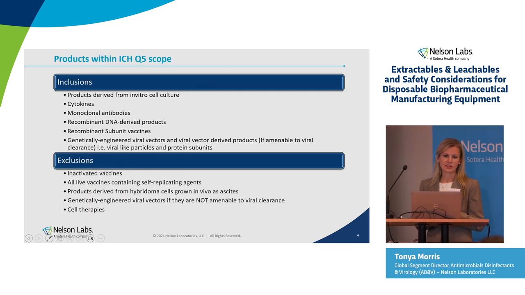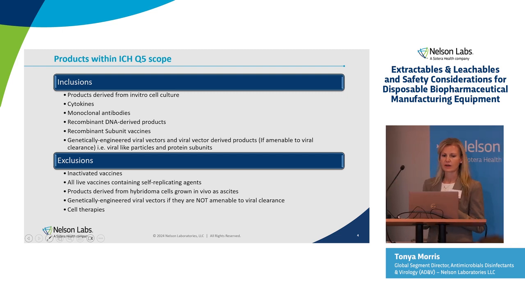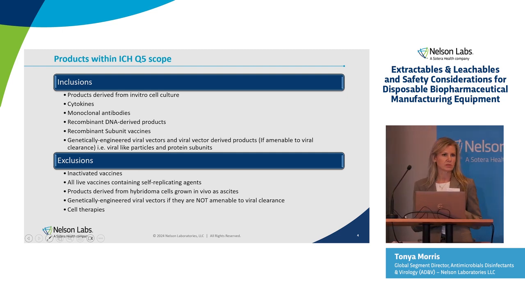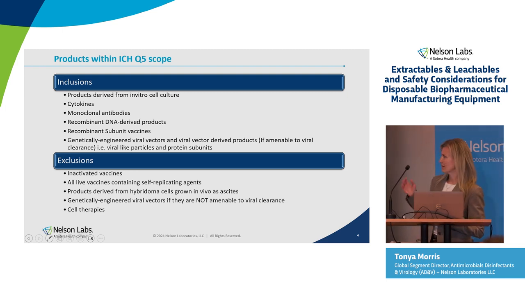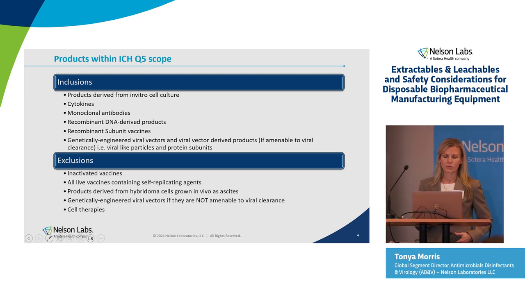So, products within the ICH Q5 scope, you can see here, I won't go through all of them, but cytokines, monoclonal antibodies, which isn't anything new. However, genetically engineered viral vectors and viral vector derived products is fairly new. And you'll see that it's on the inclusions and the exclusions. Those that are amenable to viral clearance are included, and those that cannot withstand the viral clearance process are excluded. Some of the other items that are excluded from the scope of the document are inactivated vaccines, as well as some of our cell therapies.